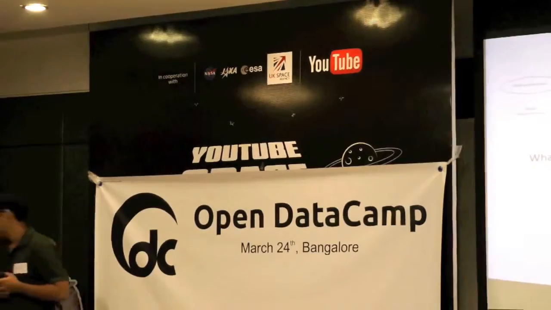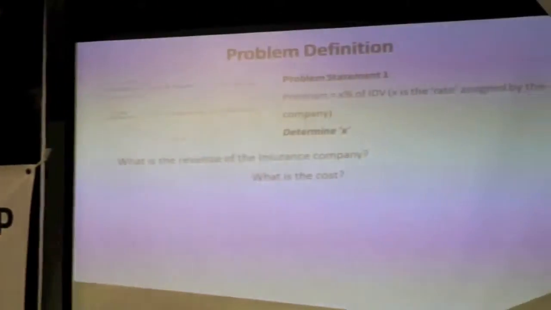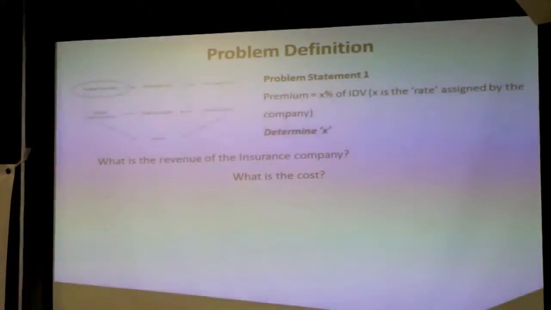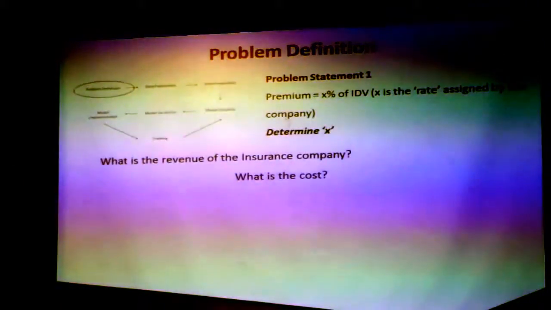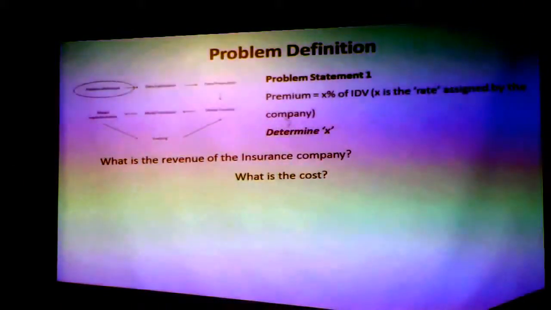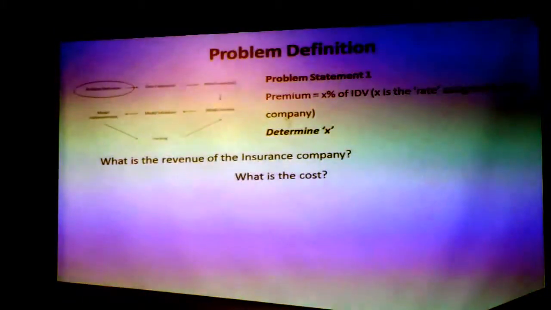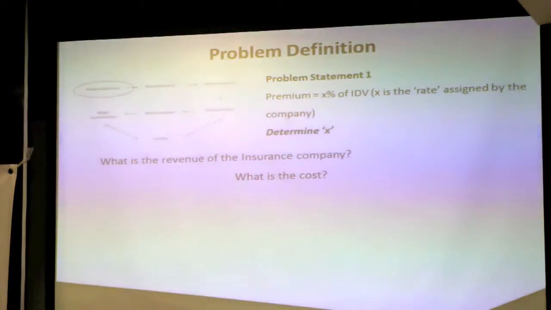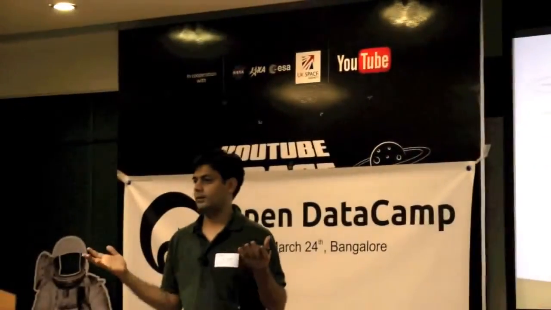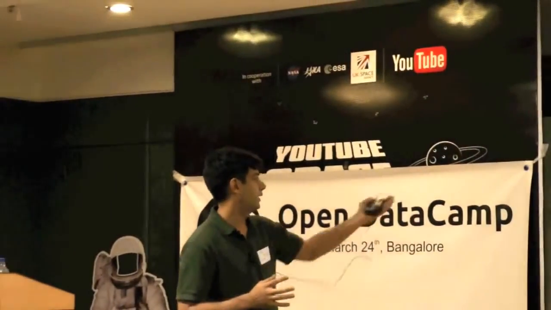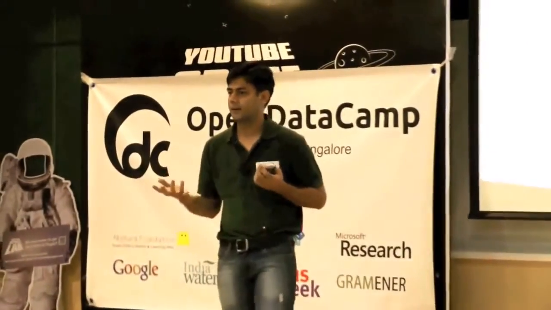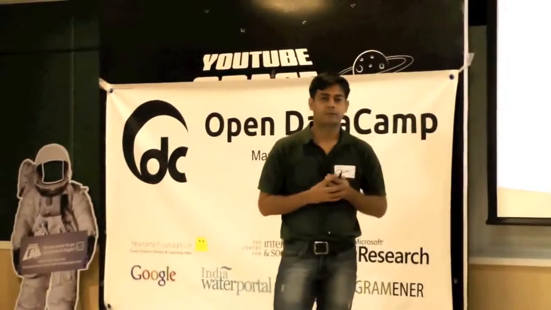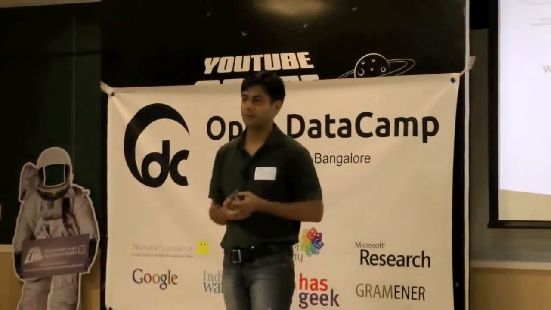Now there are a couple of questions here. What is the revenue of the insurance company? If I were to ask you, what is the revenue stream for the insurance company? What is it that they're making money from? Insurance policy. From the premiums, exactly. So the revenue, if we just simplify things for the sake of understanding, for the insurance company is basically the premiums that are coming in, right? And what is the cost? Cost is the claims.